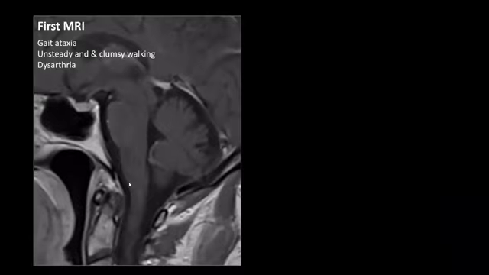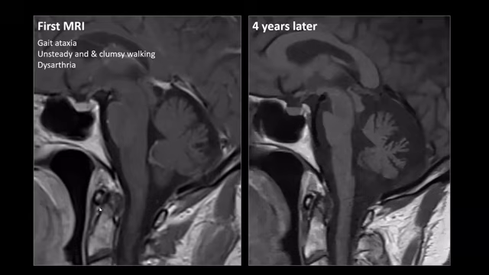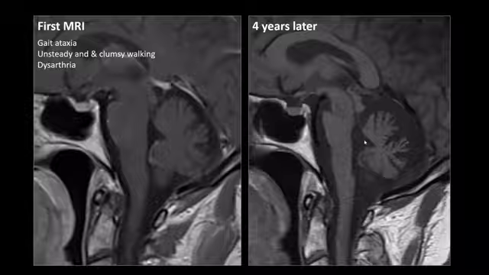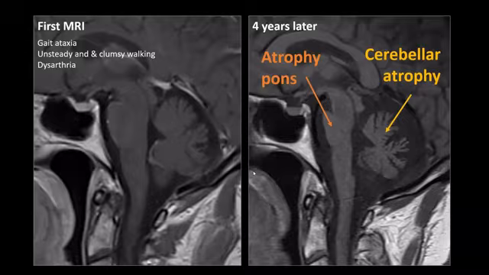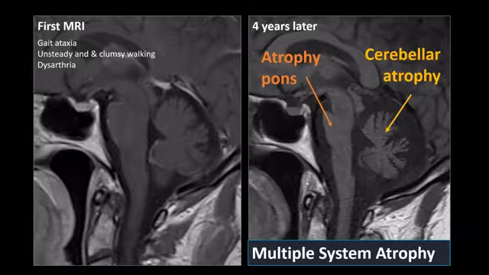This is the same patient, but on sagittal images. So the patient initially presented already with some symptoms like gait ataxia, unsteady and clumsy walking. And on follow-up MRI, we see clear atrophy of the pons, but also of the cerebellum. So the hot cross bun sign is a sign of multiple system atrophy disorder in which there are some subtypes, and this is the cerebellar subtype.